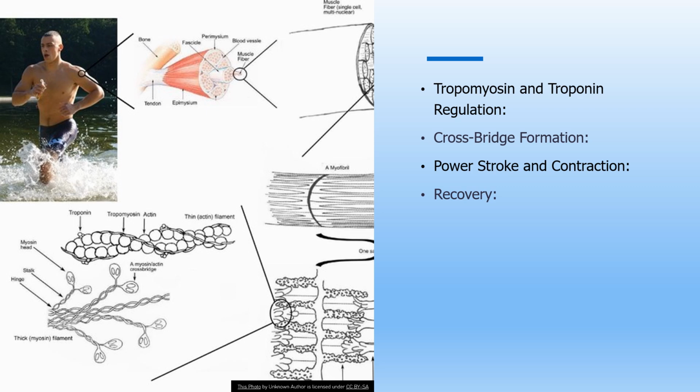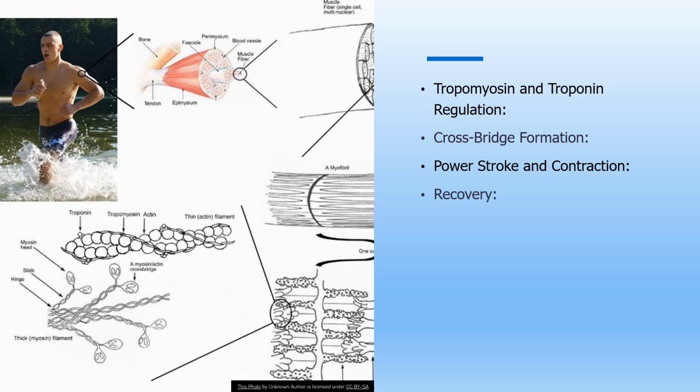Next, we're going to talk about tropomyosin and troponin regulation, cross-bridge formation, power stroke and contraction, and lastly, recovery. In tropomyosin and troponin regulation, calcium binds to troponin, causing a conformational change that moves tropomyosin away from the myosin binding sites on the actin filament. Cross-bridge formation: this is where myosin heads on the thick filaments bind to exposed binding sites on actin, forming cross bridges.